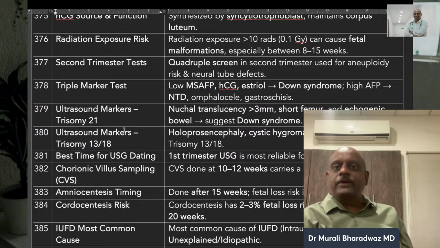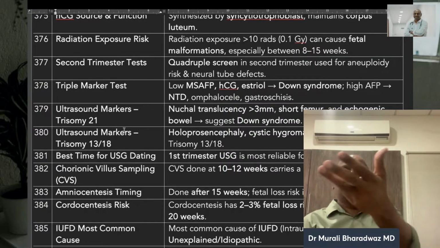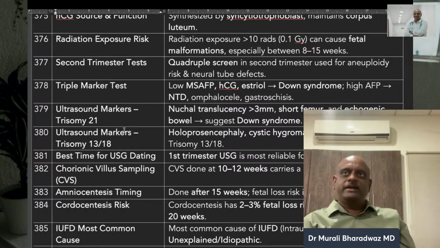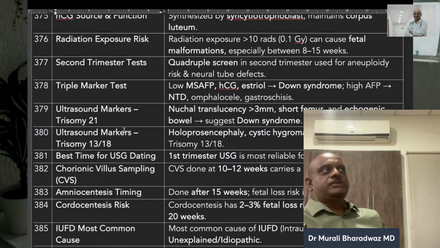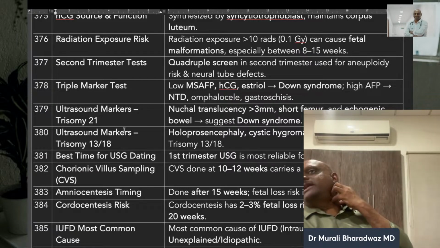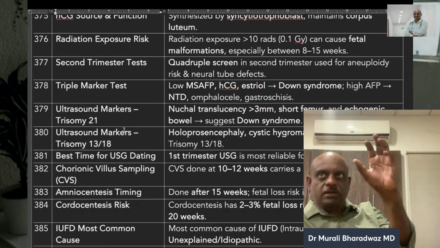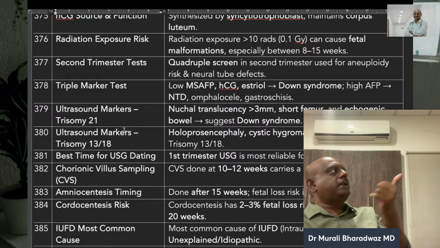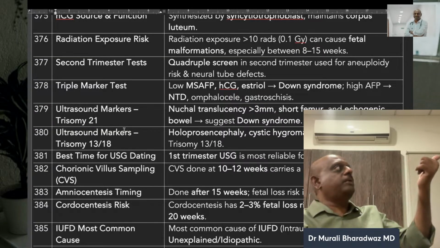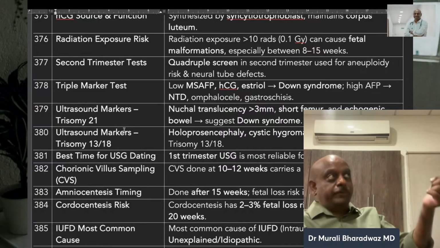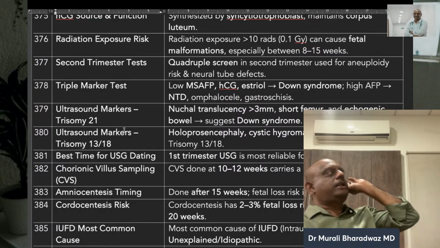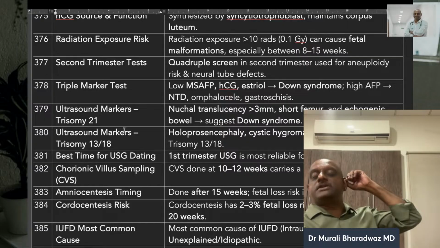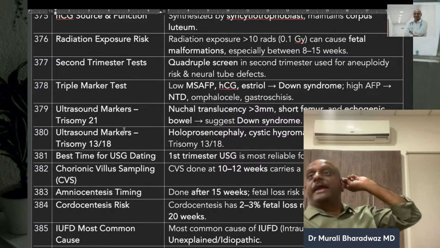Cystic hygroma, renal anomalies, and holoprosencephaly. So what is holoprosencephaly? Review it on Google. Cystic hygroma is a cystic swelling in the neck because of lymphatic accumulation, which is called cystic hygroma, congenital. Renal anomalies can be found when you do ultrasound. Holoprosencephaly, cystic hygroma, they're all typical ultrasonic features in trisomy 13 and 18.